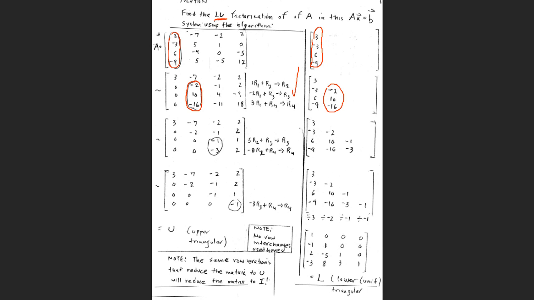Now what we have to do, again, it's an algorithm. Don't right now, just take it on faith. This is what we're doing. Now what I have to do is I want to produce a 0 where the 10 is and a 0 where the negative 16 is, using the negative 2 as a pivot. So I'm going to take 5 times row 2, add it to row 3, put the result in row 3. Okay, that's so that I can get a 0 where the 10 is. And then I'm going to take negative 8 times row 2, add it to row 4, and put the result in row 4. That's so I can get a 0 where the negative 16 is.